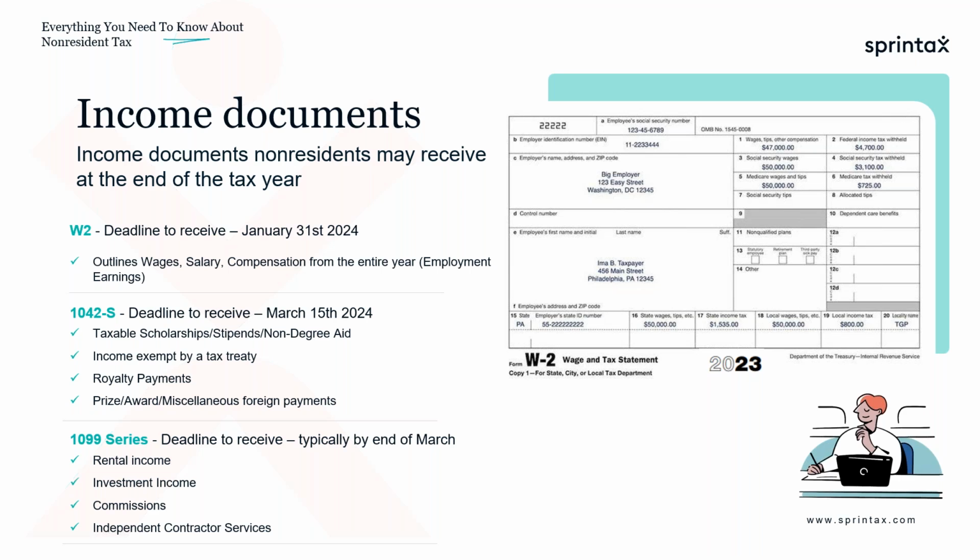The 1099 series documents should be less common for non-residents, but you might receive one maybe if your employer or the withholder wasn't aware of your non-resident tax position, and they might issue a 1099 to report things like rental income, investment income, commissions, for example. And generally the deadline to receive a 1099, if you're due one, would be by the end of March.